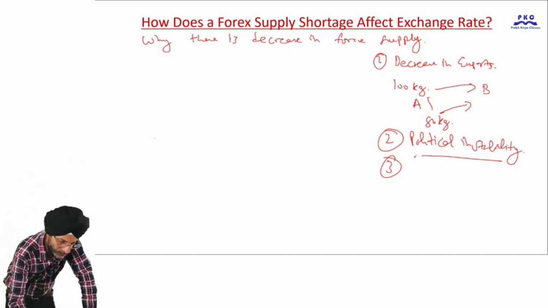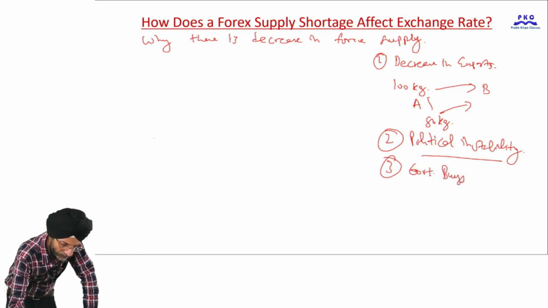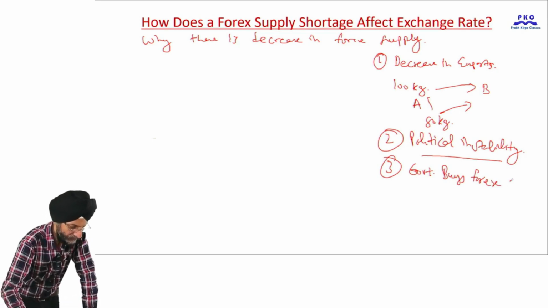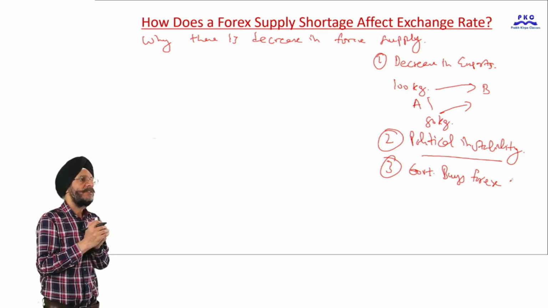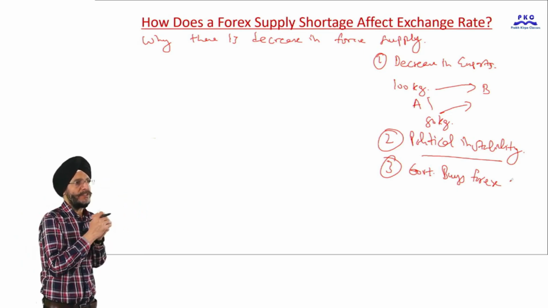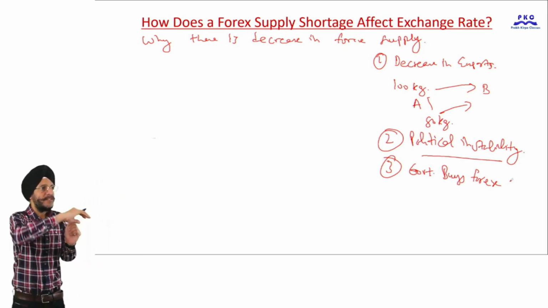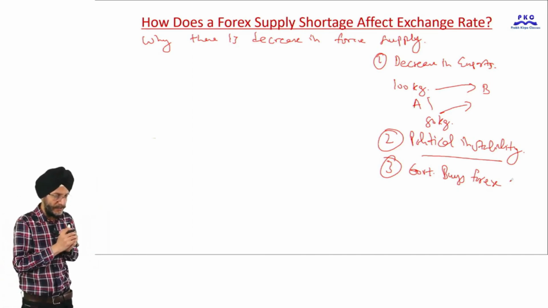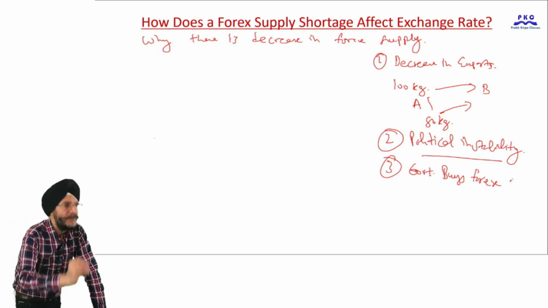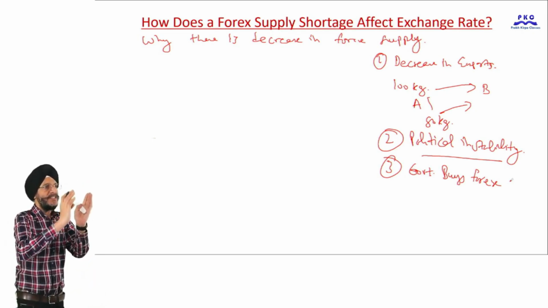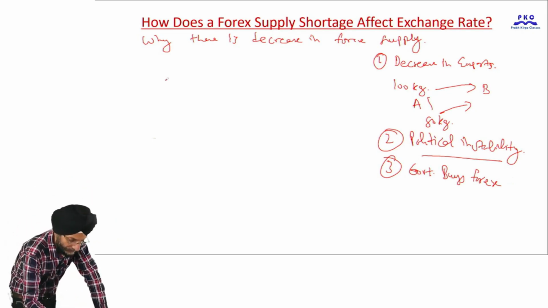It may also be possible that the government buys foreign exchange as a part of their monetary or fiscal policy. The government sometimes buys foreign exchange. When it happens, the supply of foreign exchange in the market reduces. Now we will understand what happens when there is decrease in the foreign exchange supply.